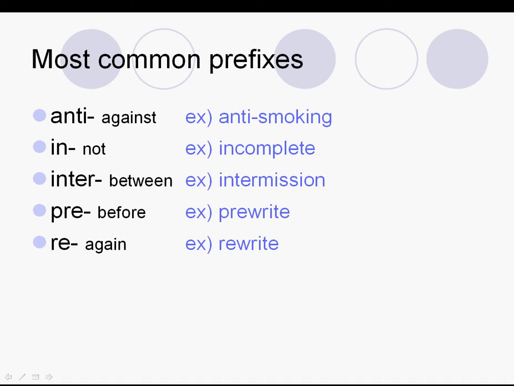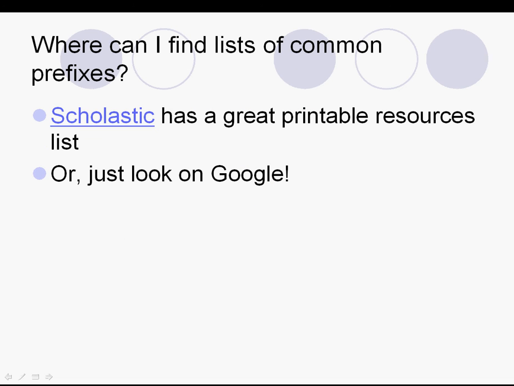Pre, which means before, as in, we are going to pre-write to get our ideas flowing. We're going to do a little bit of writing before we start our new story. And finally, re, which means again, as in, I'm going to ask you to rewrite this portion of your essay. It's a little bit difficult to understand. I need you to write it again. Of course, those are only a couple of the several prefixes that exist in the English language.